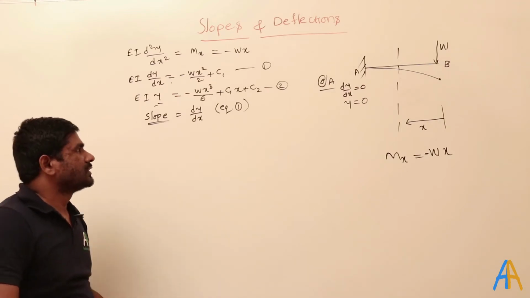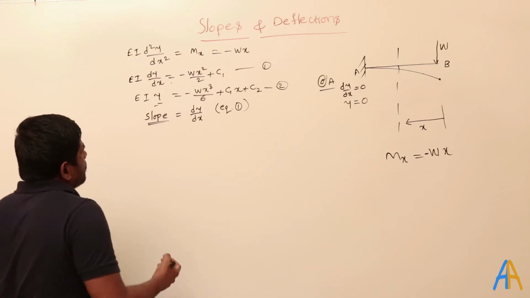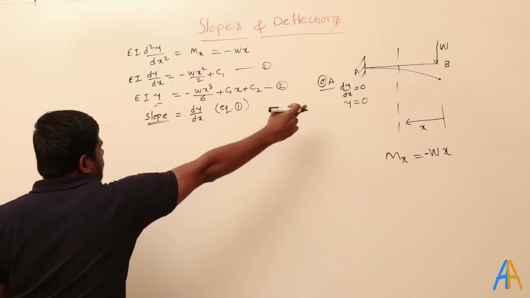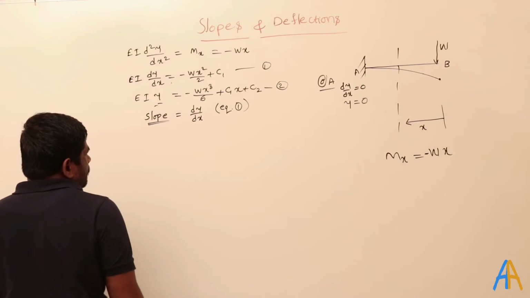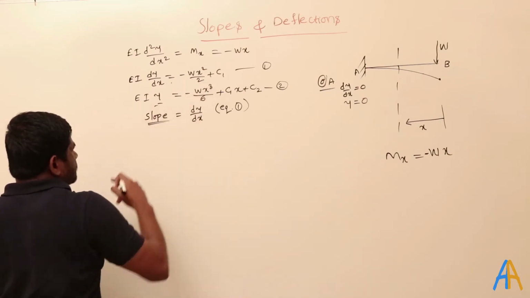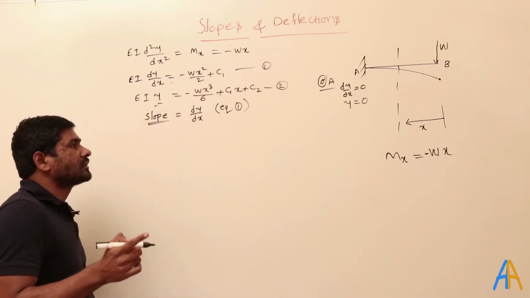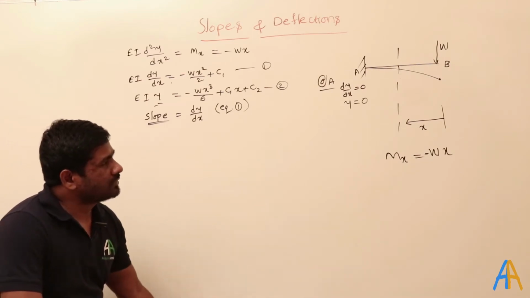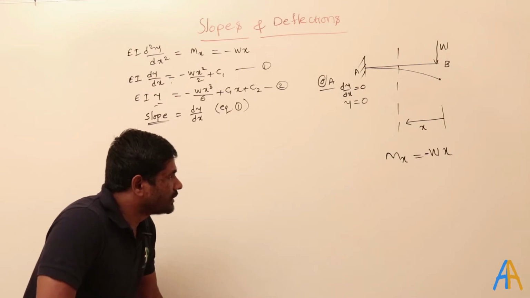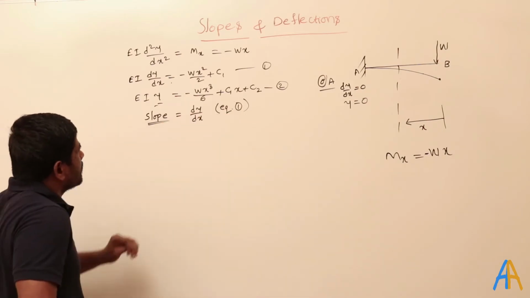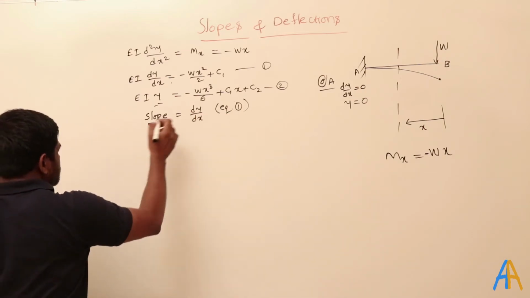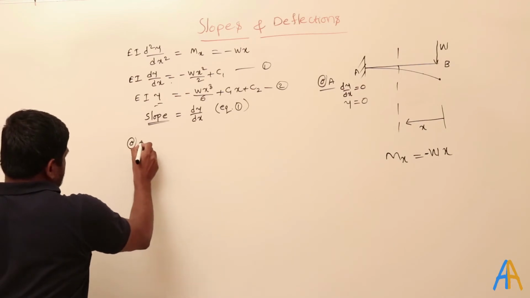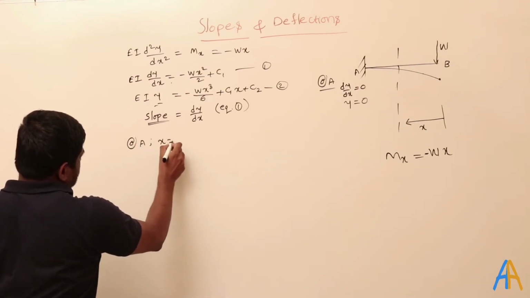In case of definite integrals you won't get this constant. So how to find out these? I am measuring x from the free end. When x equal to 0, that represents the free end B. When x equal to L, that represents the point A here. So at point A, that means x equal to L.